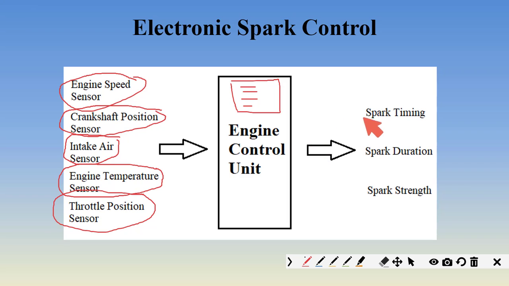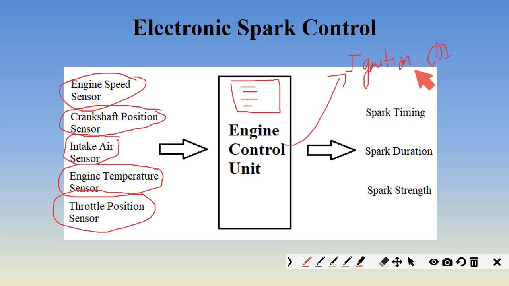What do these actuators control? They basically send a signal to your ignition system, right? Now this ignition system can be of different types. It can be capacitive discharge ignition system, right, which is the most common system used right now. Or else it can be another type of electronically controlled system, right?